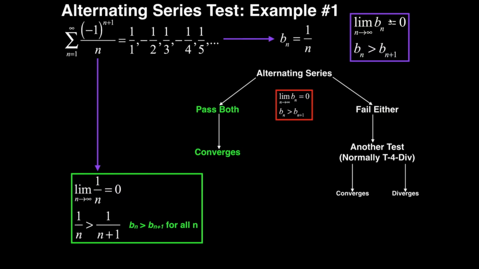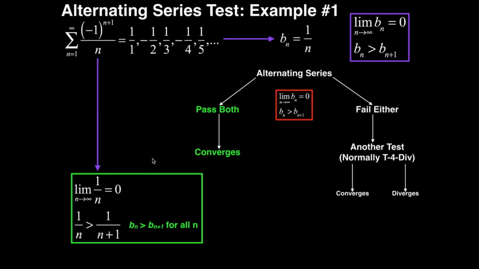Now, the two criteria require us to know b sub n. So what is our b sub n for this alternating series? Well, we basically just take the argument of the series and remove the alternating part. The alternating part is just the (-1)^(n+1). So if we remove that, all we're left with is 1 over n. That's our b sub n. And so the alternating series test says we have to pass these two things. The limit as n goes to infinity of b sub n has to be 0. Well, let's first worry about that.